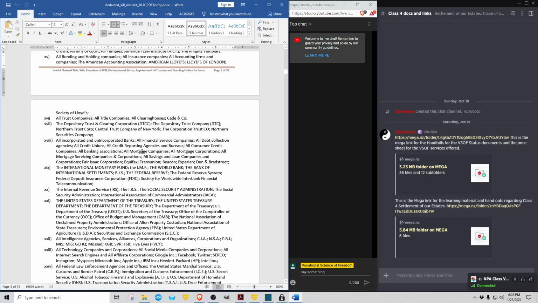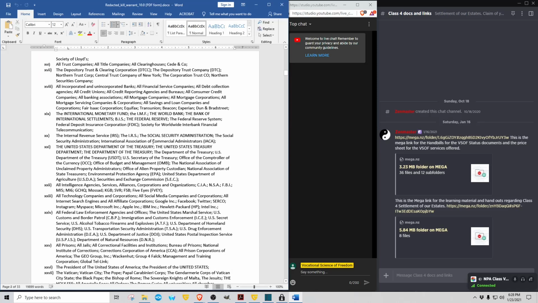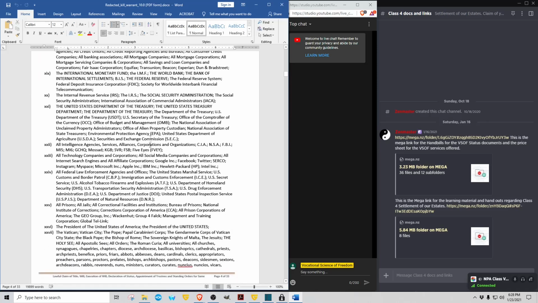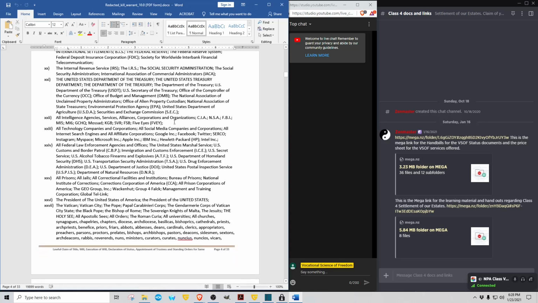The all incorporated, unincorporated banks, all your banks are underneath it. International Monetary Fund, under the bus. Internal Revenue Service, under the bus. United States Department of Treasury, under the bus. Now, technically, this is already covered, but I just want to make it specific whenever it comes down to it. All intelligence agencies, under the bus.